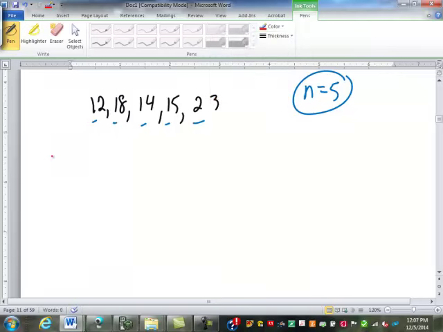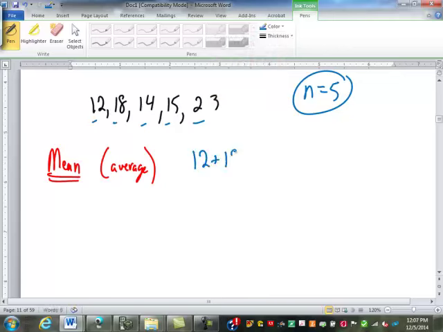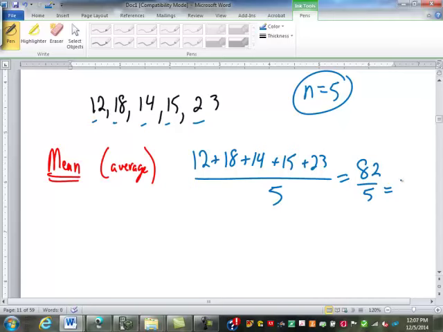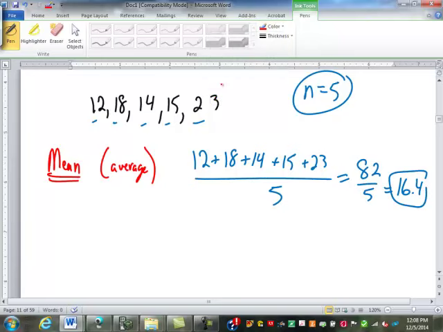So for measures of center, the first measure of center we're going to talk about is the mean. The mean is what most of us think of as the average. You will add them up and divide by how many are there. So divide by 5 in this case. So it's 30, 44, 59, 62, 82 divided by 5 is going to be 16.4. That's our mean. Any questions on the mean?